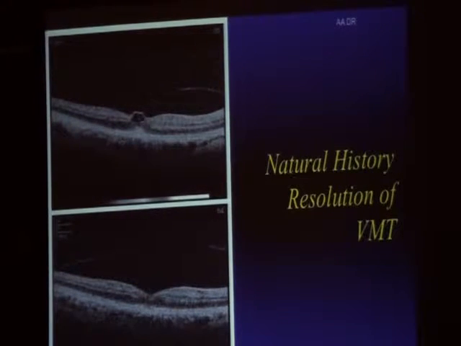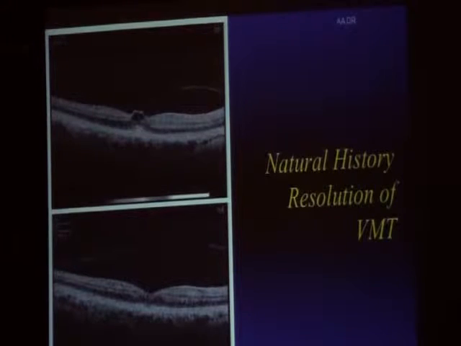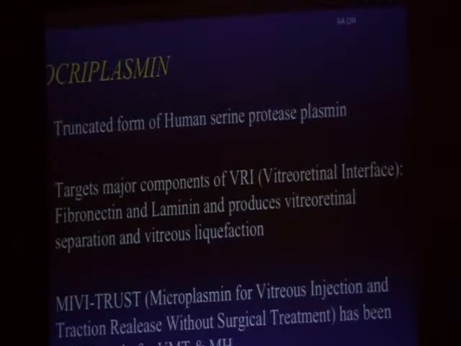Now there can be three options available: a natural release of the VMT, a pharmacological resolution, or a surgical resolution. By the natural history, you can have a release of vitreomacular traction. This is before and this is after. But these situations are rare, and you cannot say in which case this is going to occur. Therefore, we have to intervene.